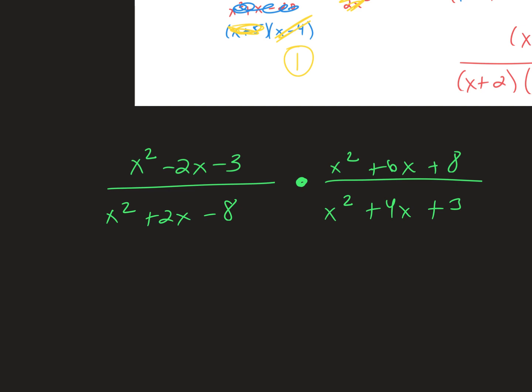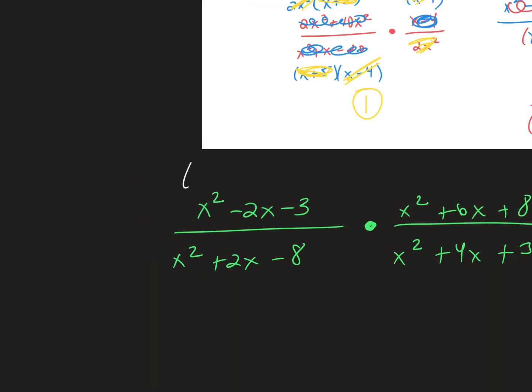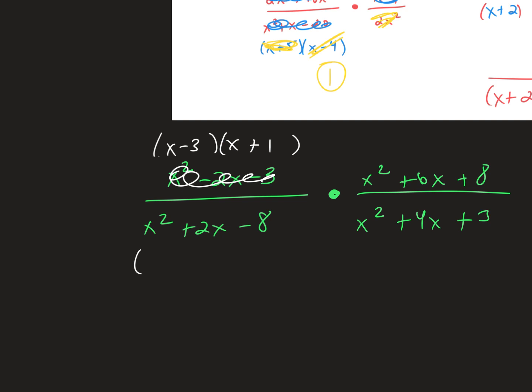So, factor, factor, factor, factor. Top left, what times what is going to give me a negative 3 when I multiply, but a negative 2 when I add? Minus 3 and plus 1. You guys agree? Right. Bottom left, what times what is going to give me a negative 8 when I multiply, but a positive 2 when I add? So it's going to be x plus 4, x minus 2. Agreed?